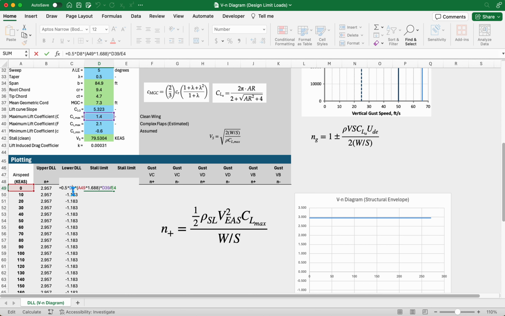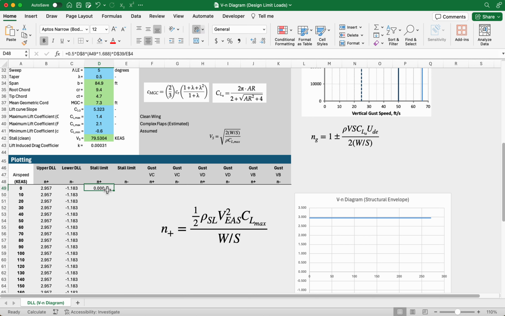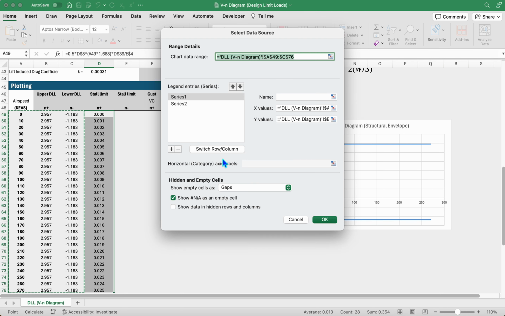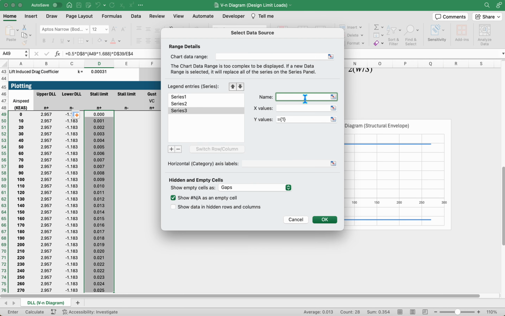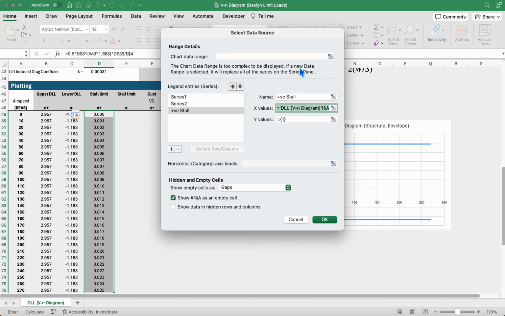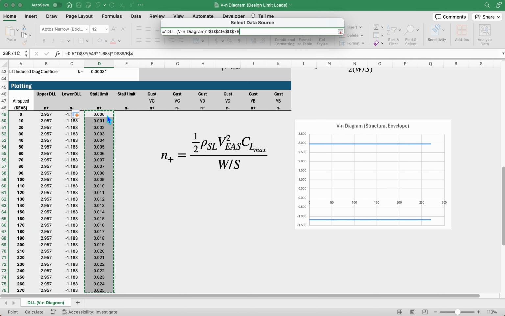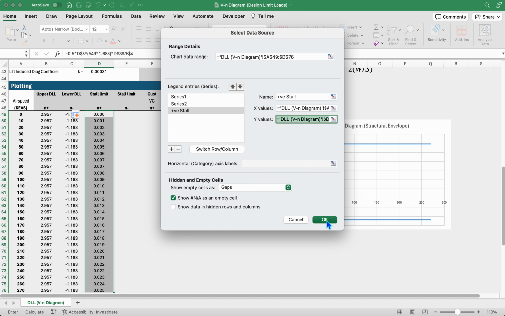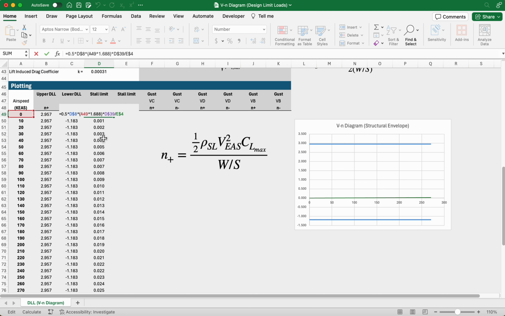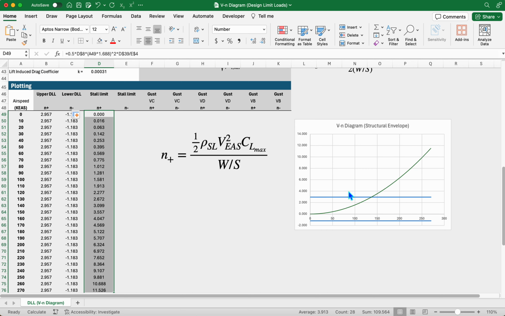So just go through and make some of these cells constant. And so now we can add our positive stall limit line and see what that looks like. I'm just going to add positive stall, x coordinates, and y coordinates. Now it's very low, and it looks like it's because I forgot to do something. I forgot to square the velocity term. So that should change it significantly. Yeah, there we go.